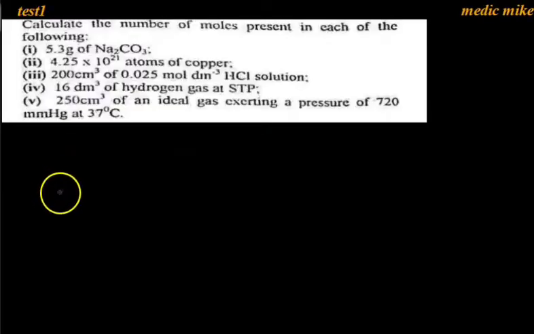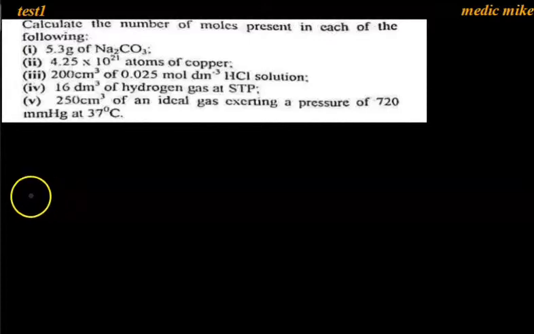Alright guys, right over the blackboard we have some examples we can use as a basic start to understanding the concept of mole. Test 1 is saying that we should calculate the number of moles that is present in each of the following. Now we are going to be solving this pertaining to the formulas that we have established. Now number 1 is saying 5.3 grams of Na2CO3.